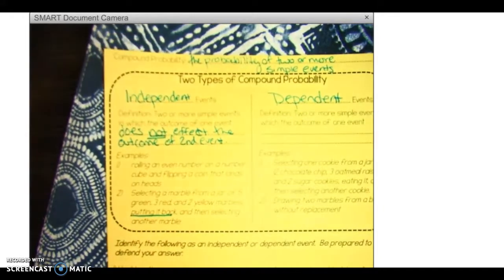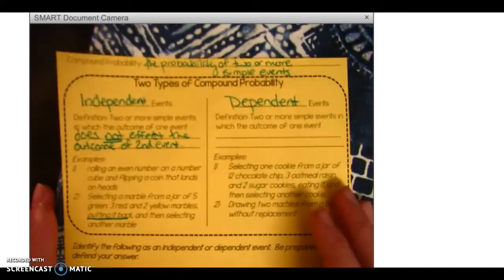I can't figure out why my color's a little off. Oh, there we go. That makes it a little better.